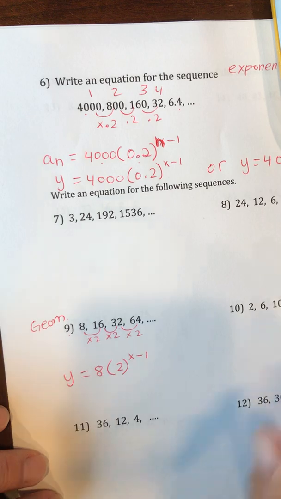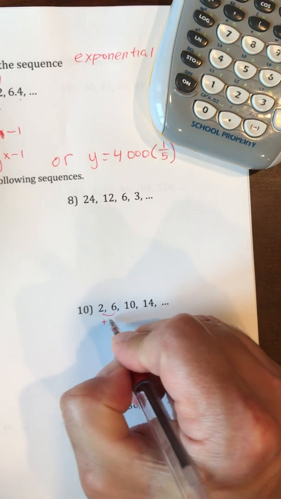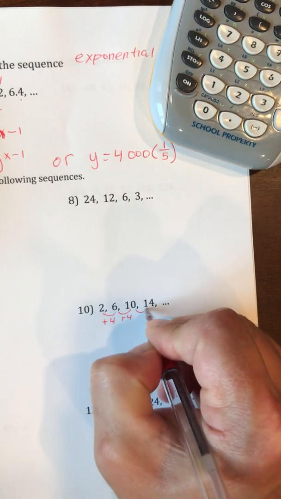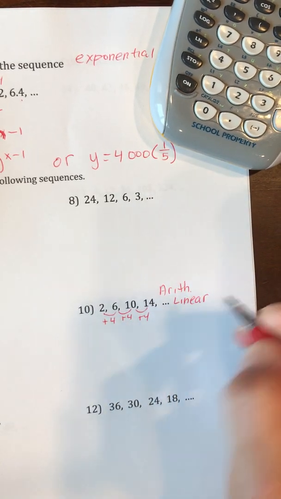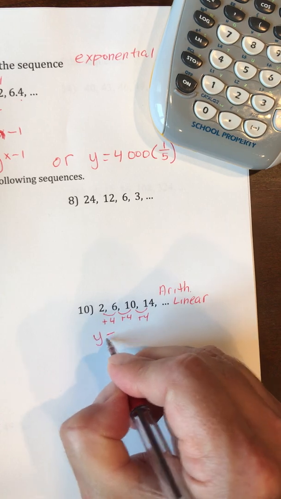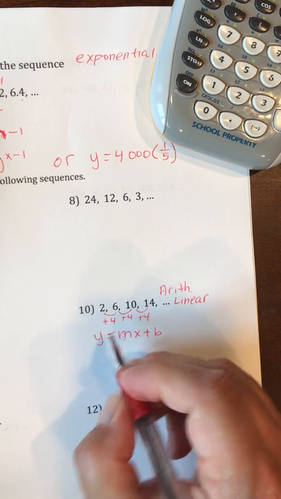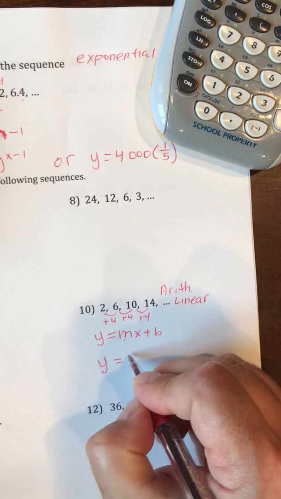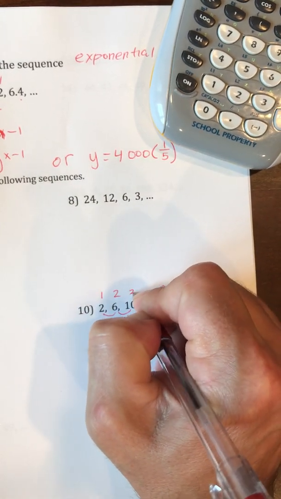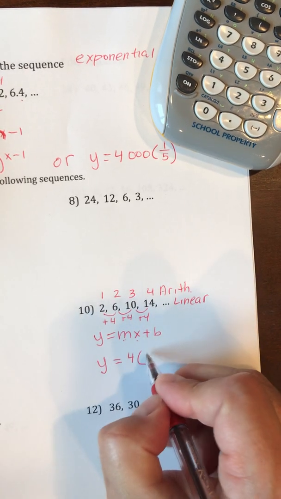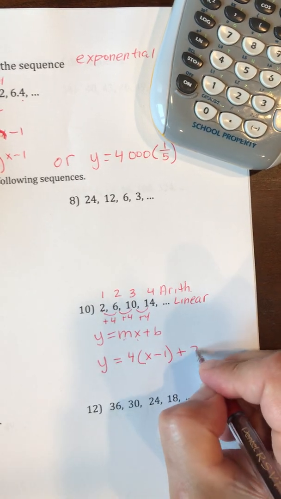Now, if you look at number 10, you may notice that from 2 to 6, you're adding 4. From 6 to 10, you're adding 4. So this one's arithmetic, or linear. Remember, this is a different format. Linear is mx plus b, where m is the amount that you're adding each time. So this one's going to be 4 times, but remember, you're starting with the first term. You always start at 1. I have to get back to 0, so instead of x, it's x minus 1, plus I started at 2.